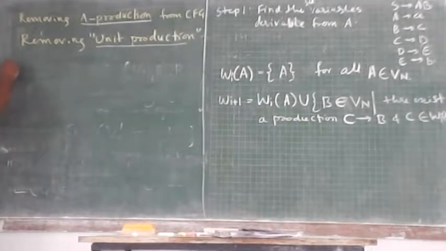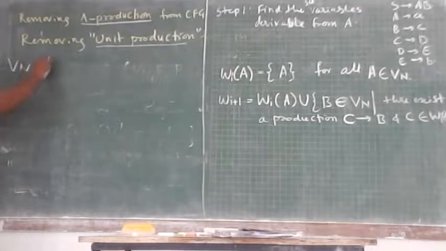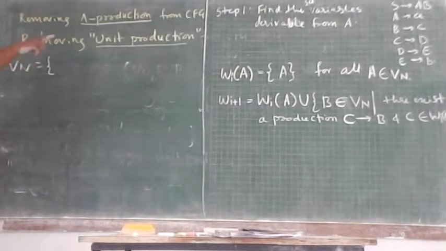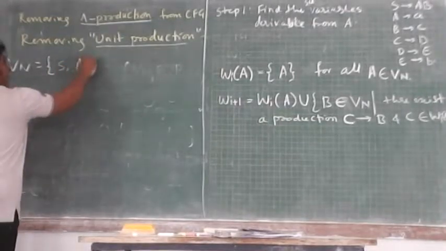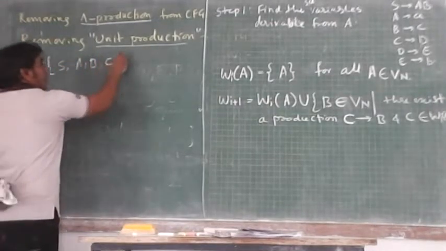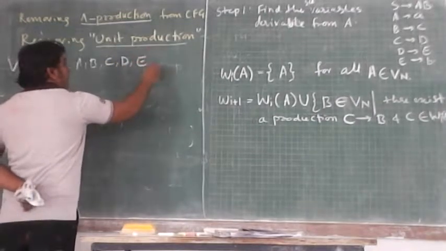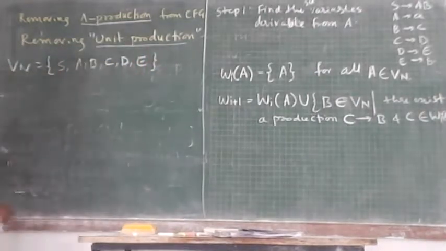First of all, what is the Vn I am having? What is my Vn set for the grammar given at the corner of the board? What are the variables? S is the variable, A, B, C, D, E. These are the variables.